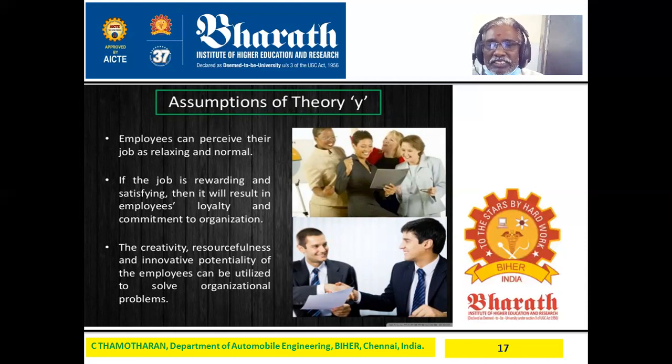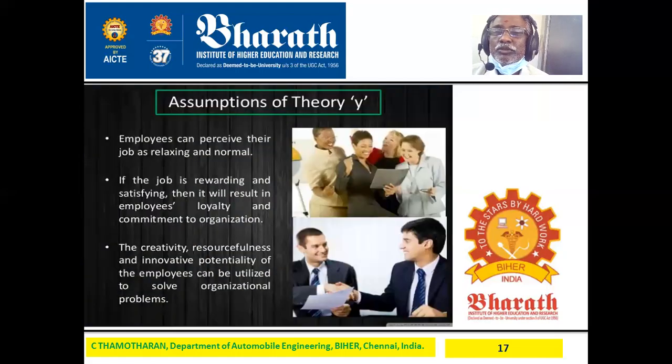Next point, the creativity, resourcefulness, and innovative potentiality of the employees can be utilized to solve organizational problems.